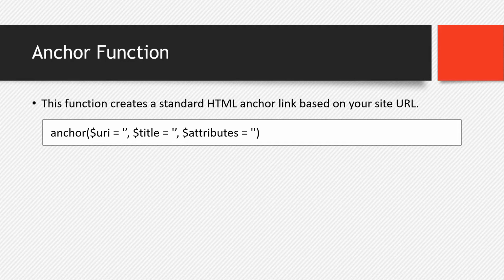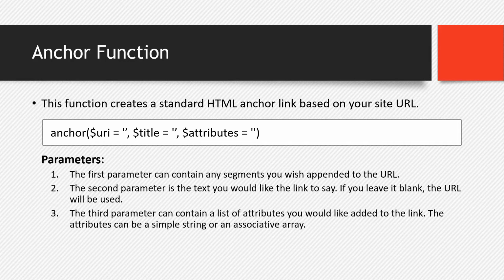Okay, so the parameters. The first parameter can contain any segments you wish to be appended to the URL. The second parameter is the text you would like the link to say. If you leave it blank, the URL will be used. Then the third parameter can contain a list of attributes you would like added to the link. The attribute can be simply a string or an associative array.